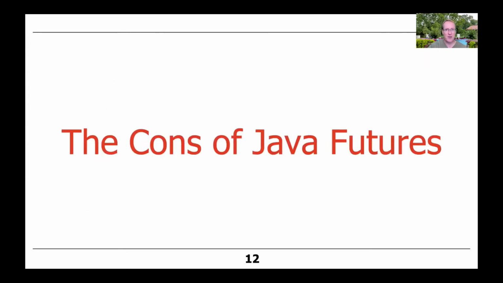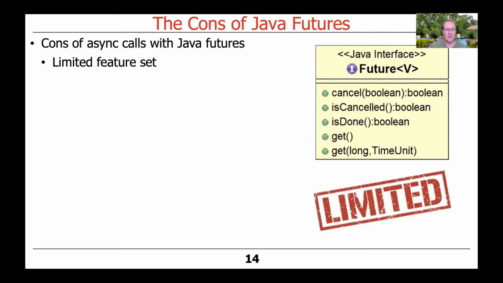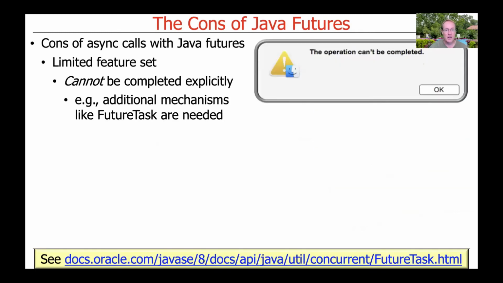But of course, not everything is rainbows and unicorns. And so there's actually some serious limitations with Java futures. And the biggest problem is that it just doesn't give you a lot of capability. It's very limited in terms of what it does for you. Here are some things that are not provided by Java futures that are actually very important to have if you want to do true asynchronous programming.